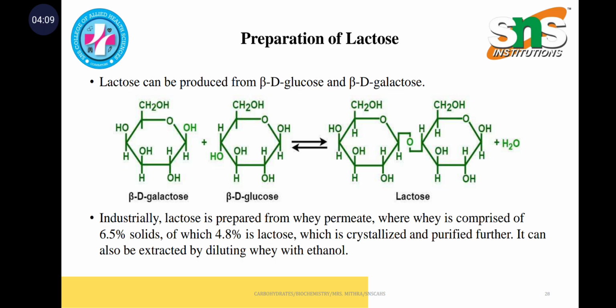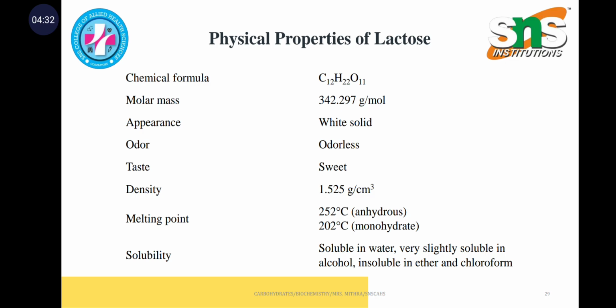Coming to the preparation, lactose is prepared from whey permeate. Whey comprises 6.5% solids, of which 4.8% is lactose, which is crystallized and purified. It can also be extracted by diluting whey with ethanol. As for physical properties, it is odorless and sweet, with a density of 1.525 and a melting point of 252 degrees Celsius. It is soluble in water, very slightly soluble in alcohol, and insoluble in ether and chloroform.